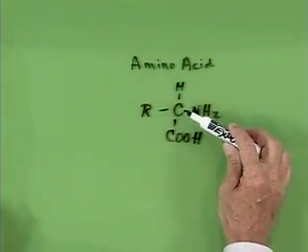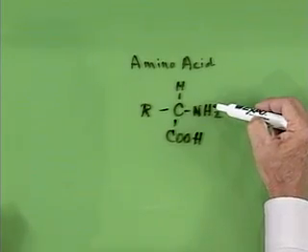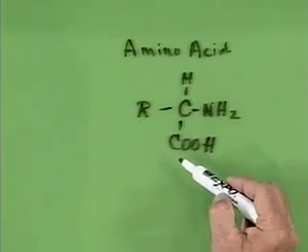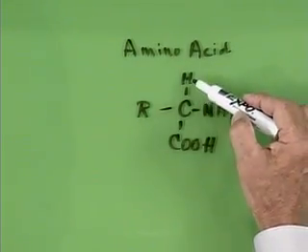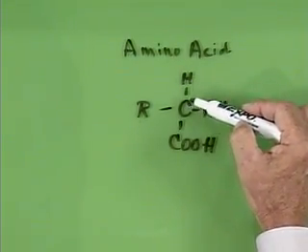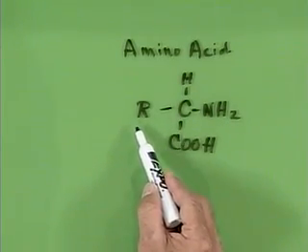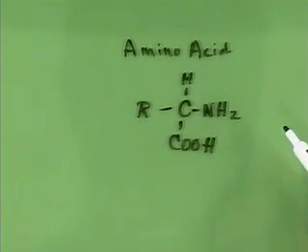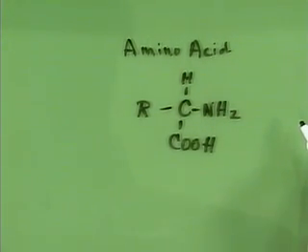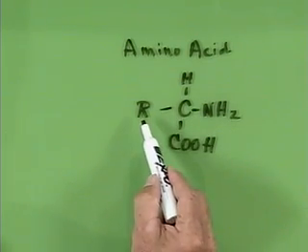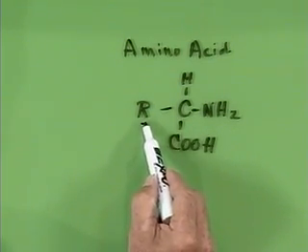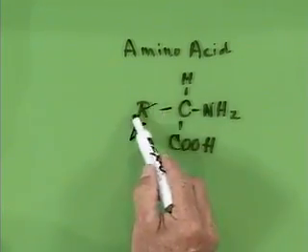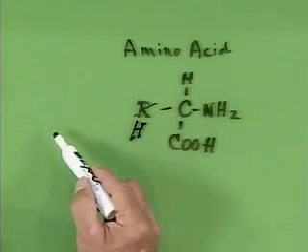We have a carbon atom that is bound to an amino group, an NH2 group. It's also bound to a carboxyl or organic acid radical. There's a hydrogen atom on that carbon atom, and then there's something else. Chemists use the R symbol for that something else, and what makes one amino acid different from another is what forms this R. In the simplest amino acid, it's just another hydrogen, but it can be a lot of other different things.